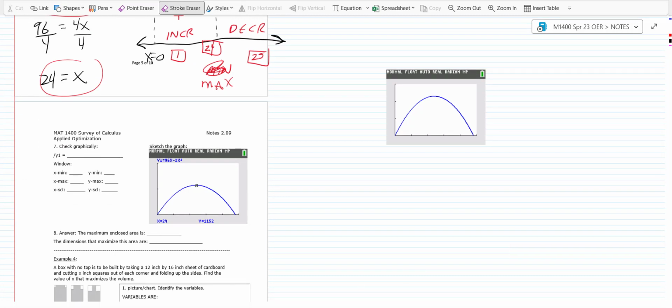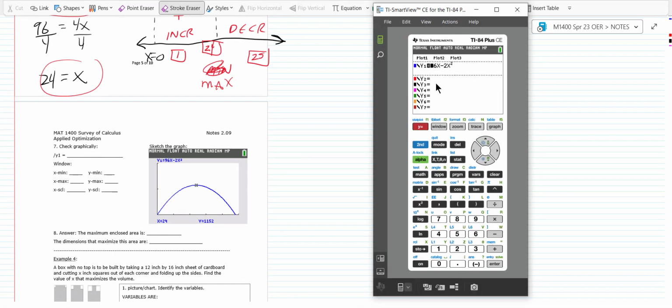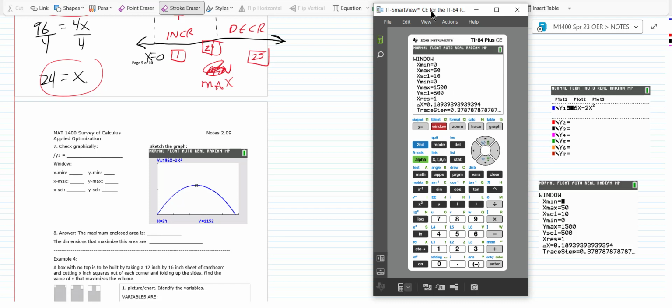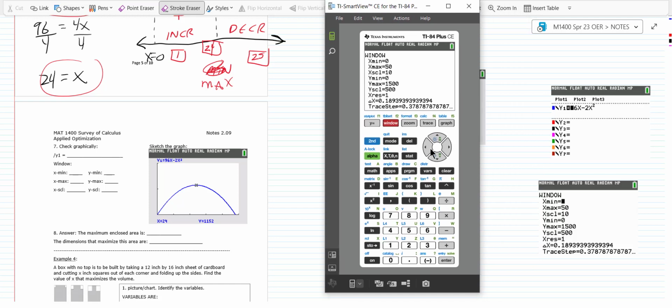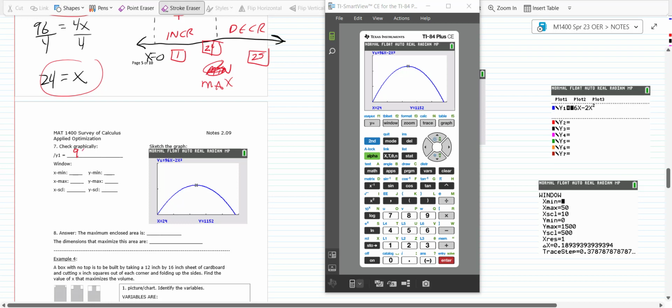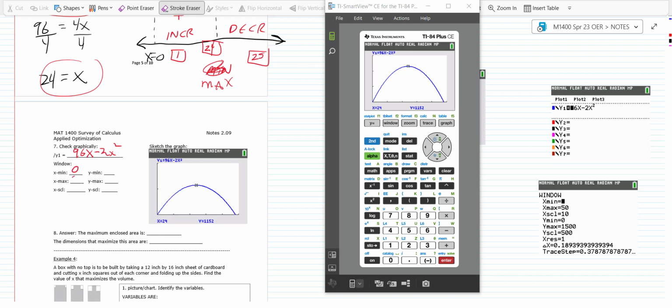Now on the graph, what I'm going to have is the original function, which is 96x minus x squared. I went ahead and just did this viewing window right here. And when you do that, all you're trying to do with your graph is just verify that 24 is going to provide the max. So if I trace it 24, that does show that that's equal to the max. Okay, so on a graph, what you want to make sure, just for your own record, is you're graphing 96x minus 2x squared, going 0 to 50, and then 0 to 1500.